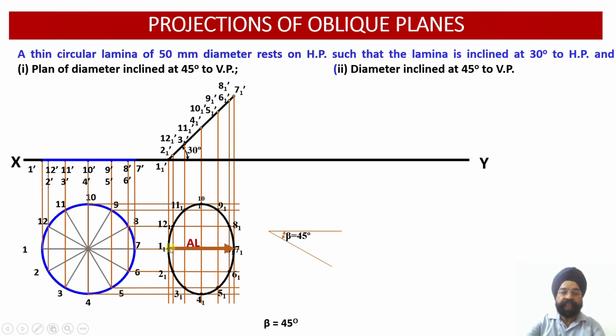And mind you, just like what we did in the previous cases, we are going to mark rectilinear distances over here. How? Please see, I'll mark point 1, point 2, point 3, point 4, point 5, point 6 and point 7. So all these points 1 to 7 will be marked along this diameter 1 7. So this is my apparent length of the diameter. Onto this apparent length I am going to mark all these 7 points: 1, 2, 3, 4, 5, 6 and 7.